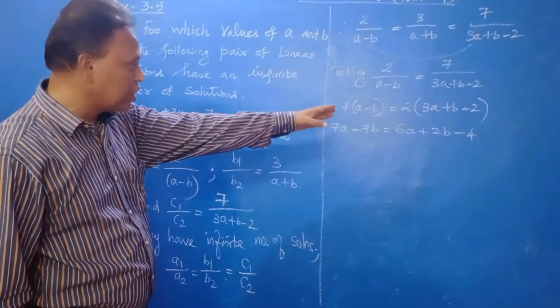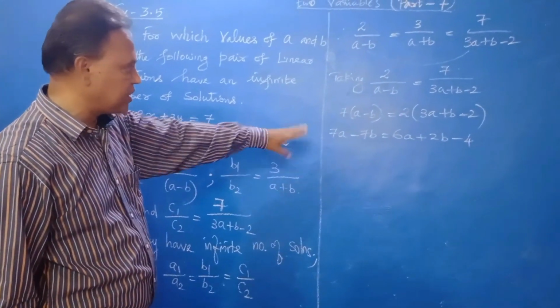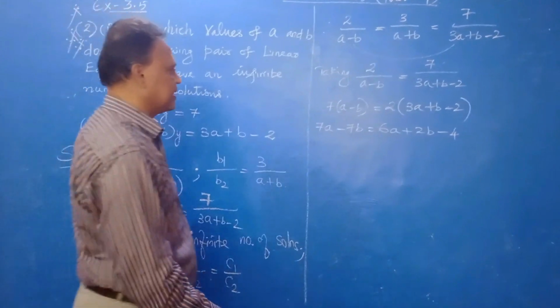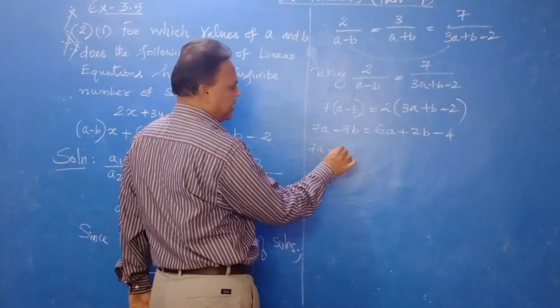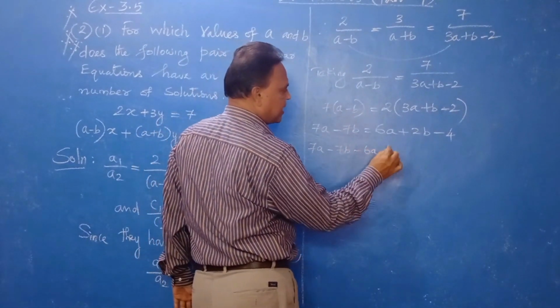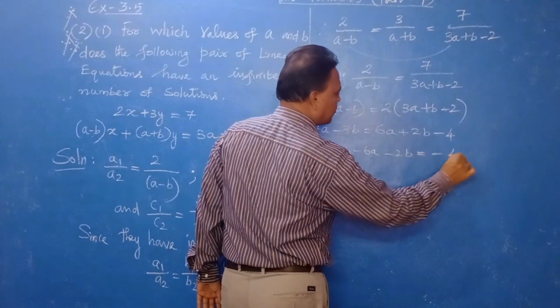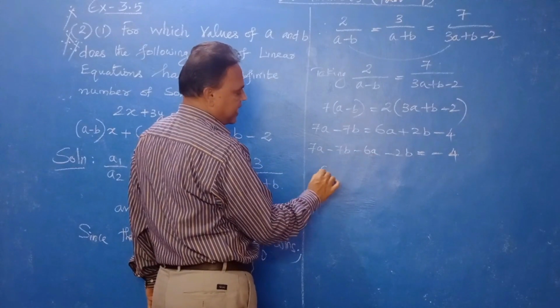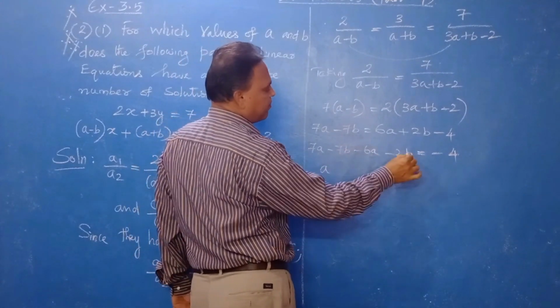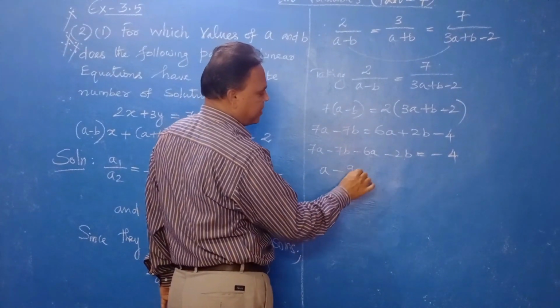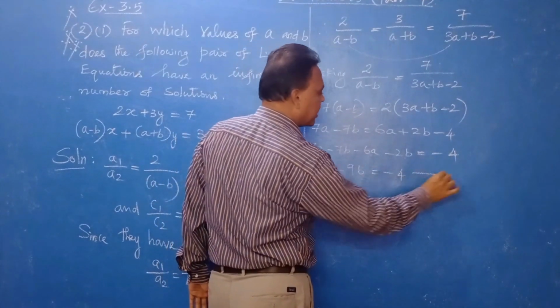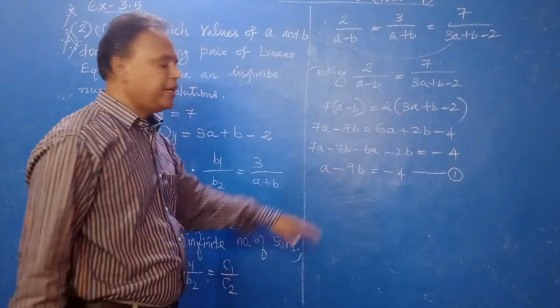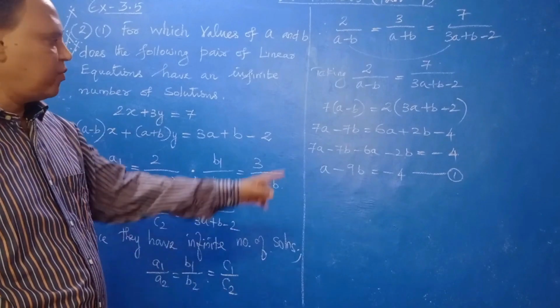Next, bring all the a and b terms to this side. The number you keep on the right hand side. That means 7a minus 7b minus 6a minus 2b equal to minus 4. So 7a minus 6a, like terms subtract, means a. Minus 7b minus 2b is minus 9b equal to minus 4. You are getting one linear equation in two variables.